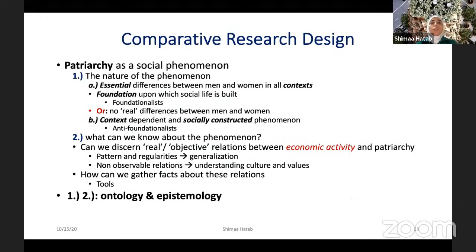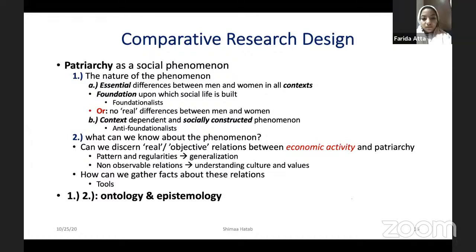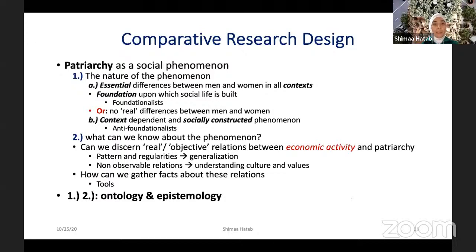So imagine you need to study patriarchy as a social phenomenon. Okay, everyone understands what patriarchy is, right? Like a male-dominated culture, or a male-dominated structure. Okay, so you need to investigate this issue, or this kind of social and political phenomenon.